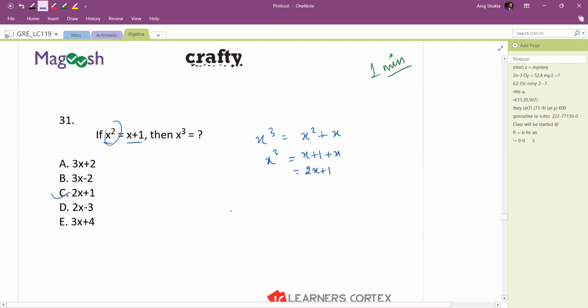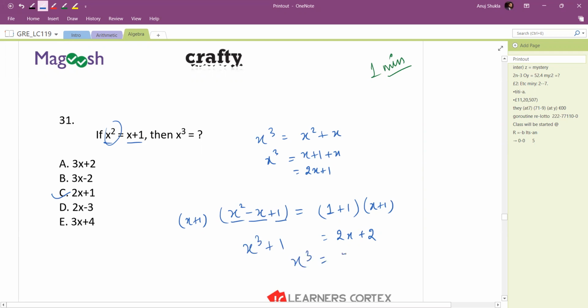Second approach, I can write this as x square minus x equal to 1. What I'm going to do is add plus 1 here, and again add plus 1 here, and then multiply here with x plus 1 and here also x plus 1. So this is 2x plus 2, and this is (a plus b)(a square minus ab plus b square). It is a cube plus b cube. So that is x cube plus 1. So this will give you x cube value is 2x plus 1. Either you follow this method or this method, both methods you get the answer 2x plus 1.